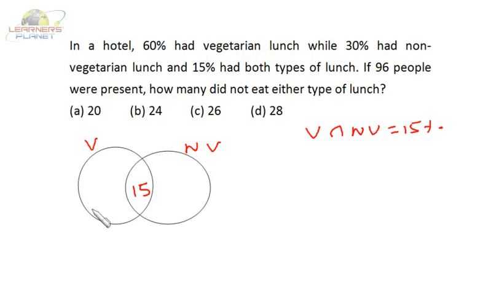Okay. Now the total of this circle, that is the total calculation of vegetarian, is 60%. So 15 I have written over here, so here it will be 45. Similarly, 30% had non-vegetarian. So 15 I have written over here, so remaining 15 I'll be writing over here. So the total of non-vegetarian circle will be 30. Okay. Now this is the total number of persons who are taking any sort of lunch. Okay. What is that? It's 45 plus 15, 60 plus 15, 75. So 75 persons are taking lunch. That means 25% are not taking any sort of lunch.